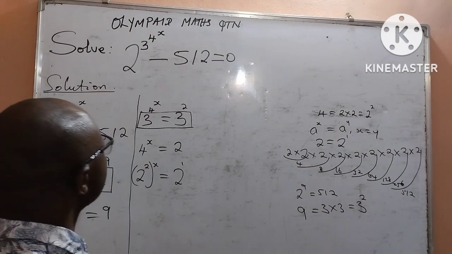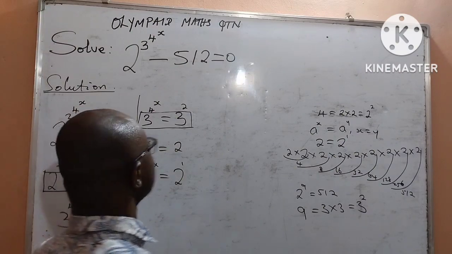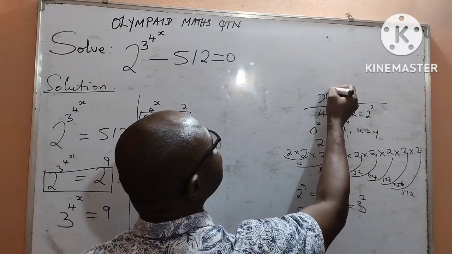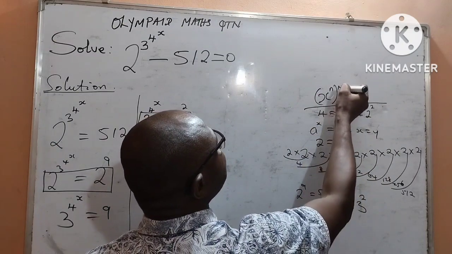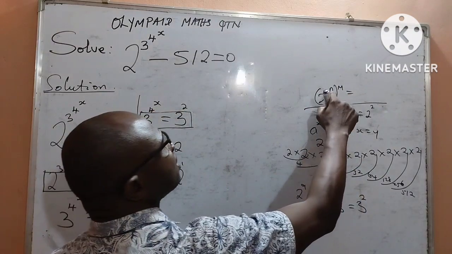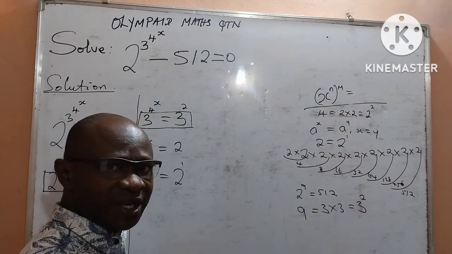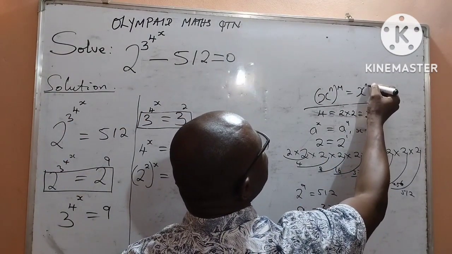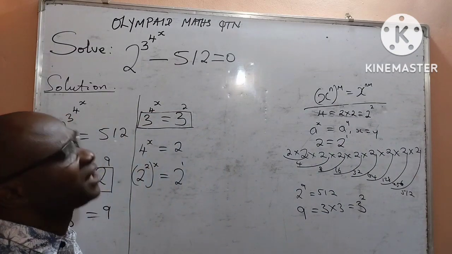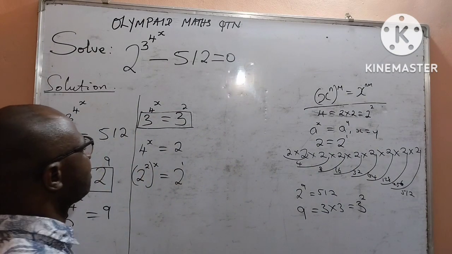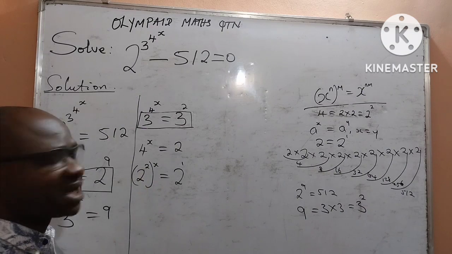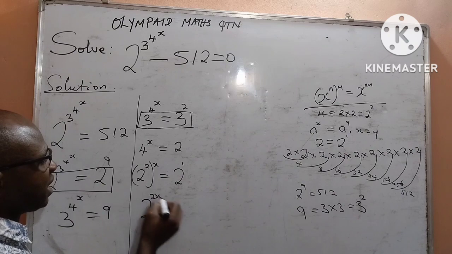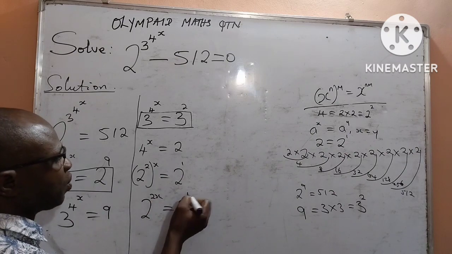Then, I want to bring in the power law of indices, where if you have x raised to the power n, raised to the power of m, by the law of indices the two powers, the exponents, will multiply. So we multiply the two powers. Therefore, I will do the same on the left-hand side. I will use 2 to multiply x, and that will give me 2 raised to the power 2x equal to 2 raised to the power 1.